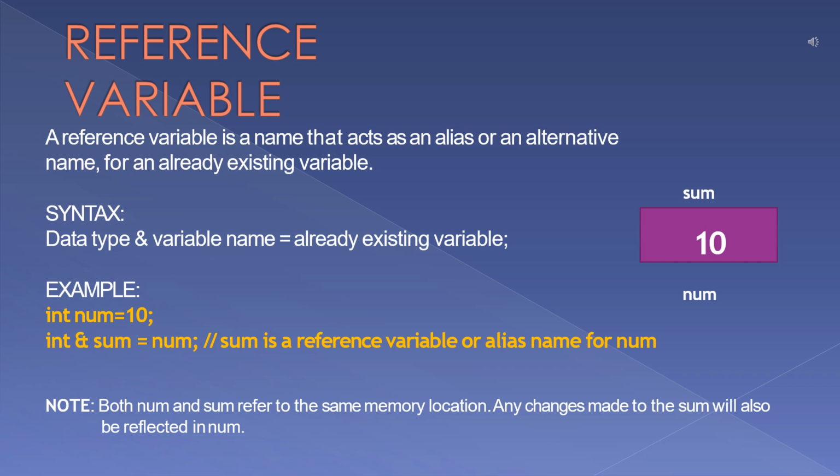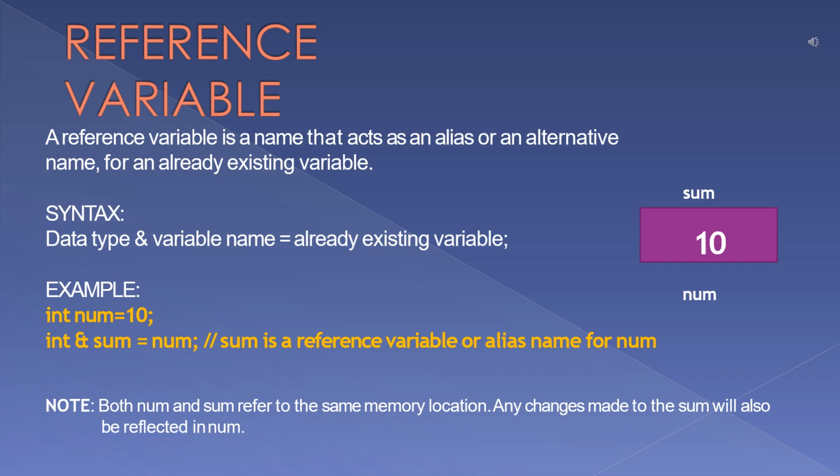A reference variable is a name that you're giving to another variable. It is just like an alternative name, like a pet name. A pet name means your formal name as well as the informal name; both are pointing to the same person. Similarly here, you have sum and num. Both are pointing to the same memory location and will have the same value. So if you change either sum or num, both will affect the other variable.